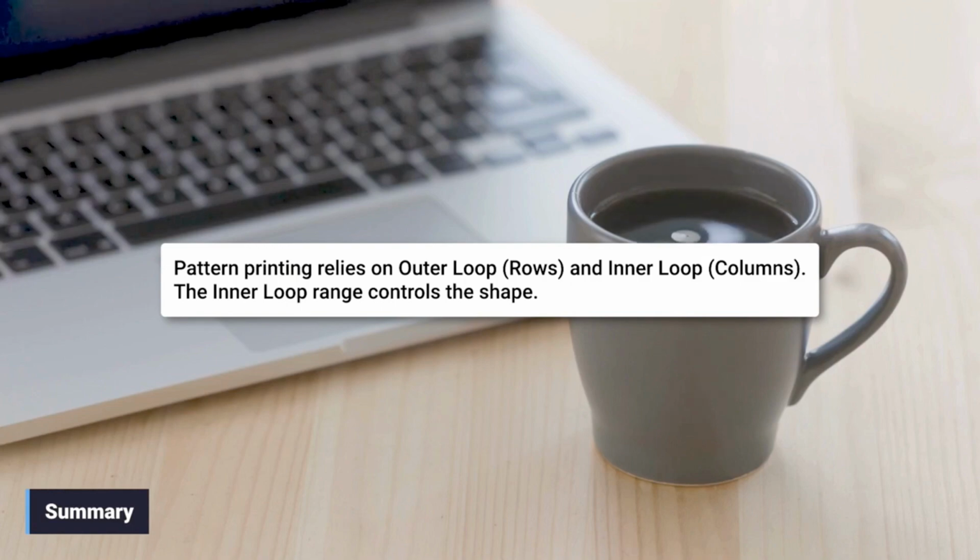To summarize, the fundamental principle of pattern printing is that the inner loop's range is dynamically dependent on the current iteration of the outer loop. For a right-angled triangle, the inner loop runs I plus 1 times.